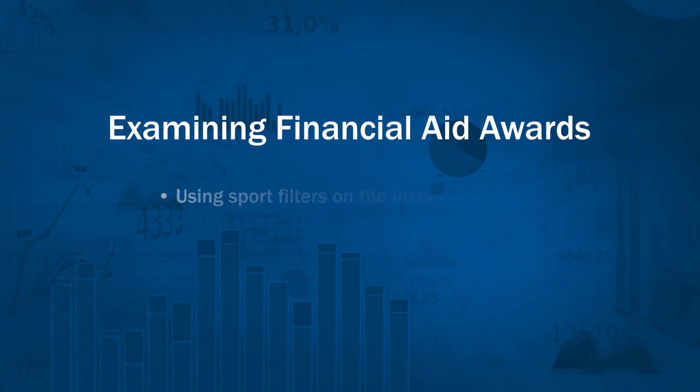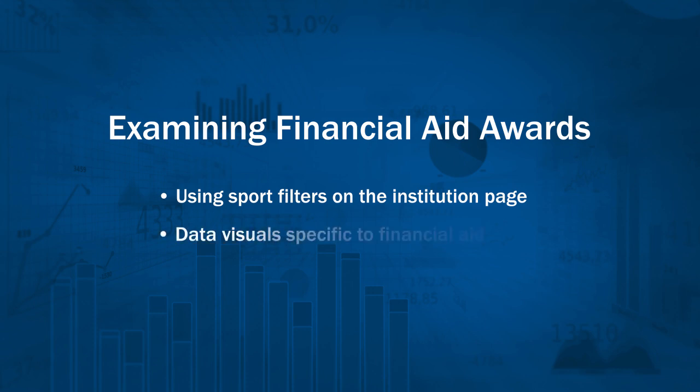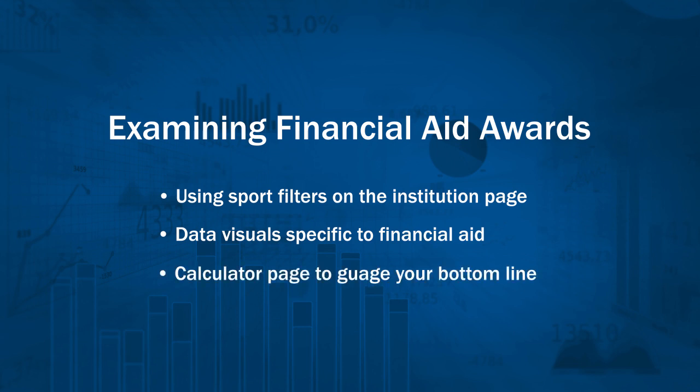You'll learn how sport filters on the institutional page will allow you to dive into specific programs or groups of programs, how to navigate to data visuals specific to financial aid, and how to leverage the calculator page to see how some minor adjustments can have an anticipated effect on the bottom line.